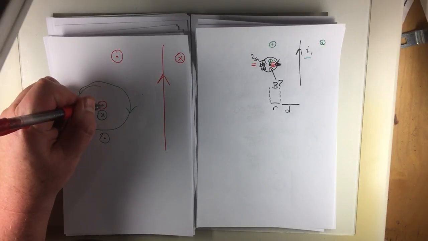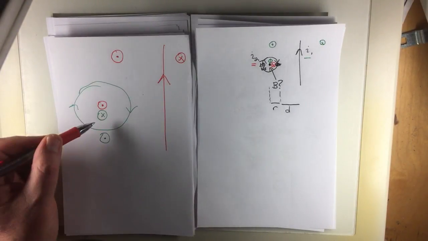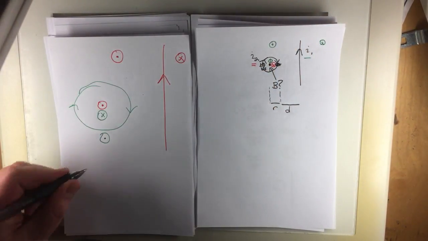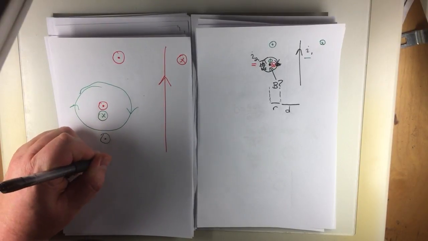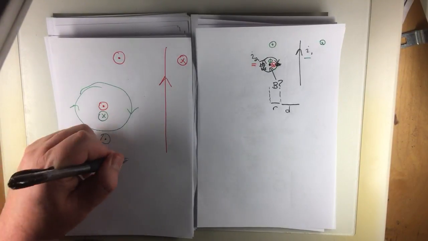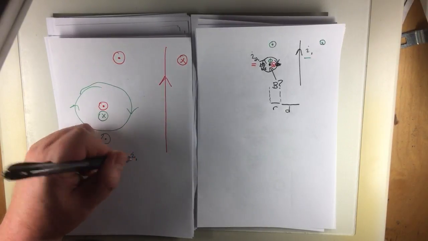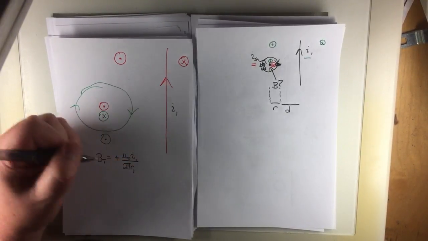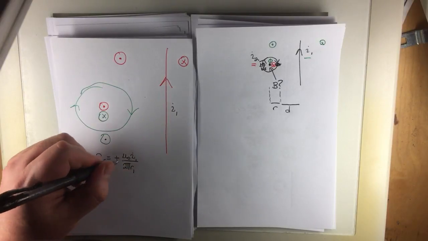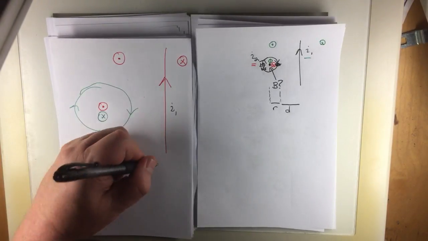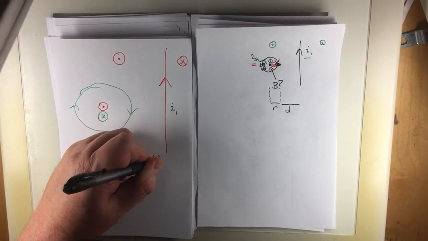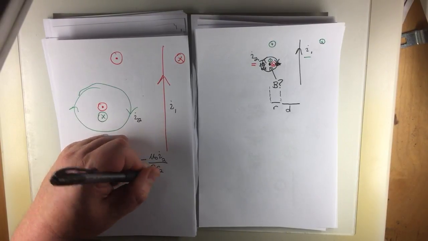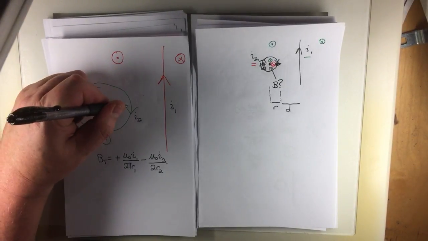So the total B field contribution is positive from the line and negative from the circle. So B total equals positive mu naught I1 divided by 2 pi R1. I'm using weird units, but let's deal with it for just a moment. And then this is mu naught I2 over 2R2.